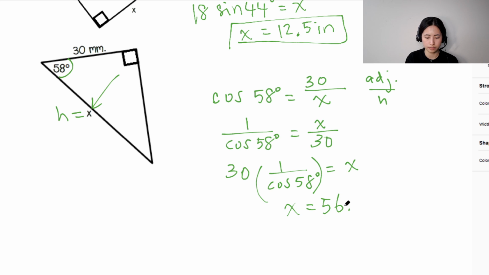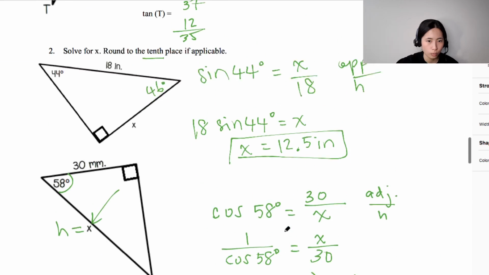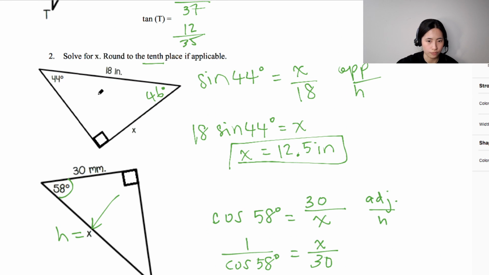So x is equal to 56 point, okay, because it's in the 10th place that we need to round this off. So it's 56.61, so that would be 56.6. And this would be in millimeters. Okay, great. So now that we've solved for x, and I think that's what the instructions are telling us, only solve for x.